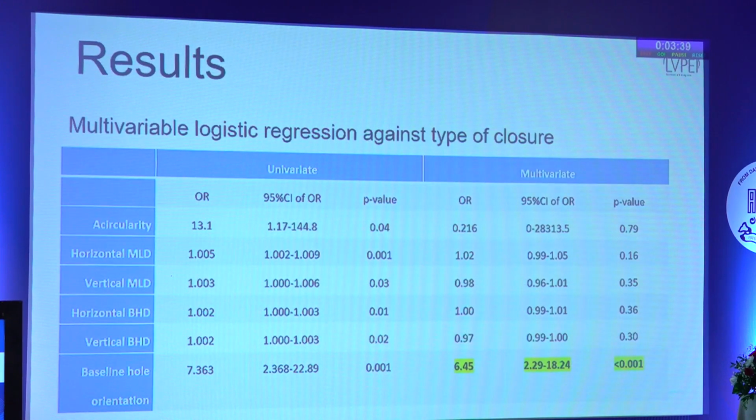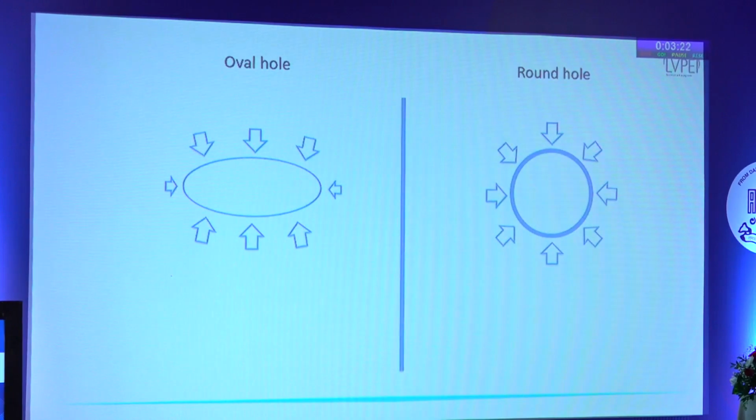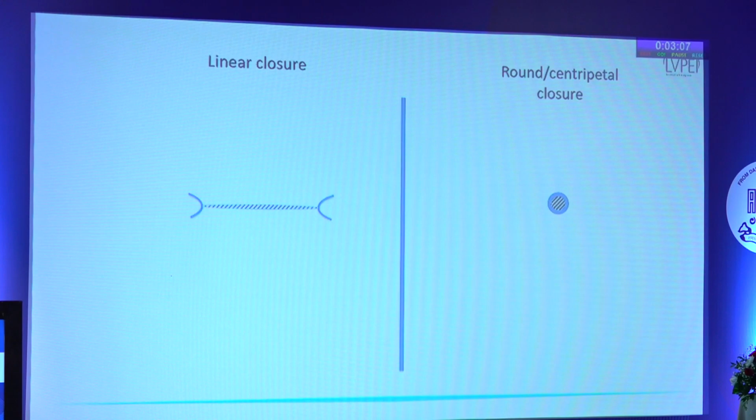But when we analyzed it based on a logistic regression, we found that the baseline hole orientation was the only factor responsible for the type of hole closure on en face postoperatively. So it means that if a hole is oval, it closed in a linear manner. If it's a round hole, it closed in a round or centripetal manner. This is how we hypothesize it to be working. The first one is an oval hole. The second was a round hole. The opposing force is on the axis where the distance is less, so it closes in a linear fashion, while the round closure is a centripetal type of closure.